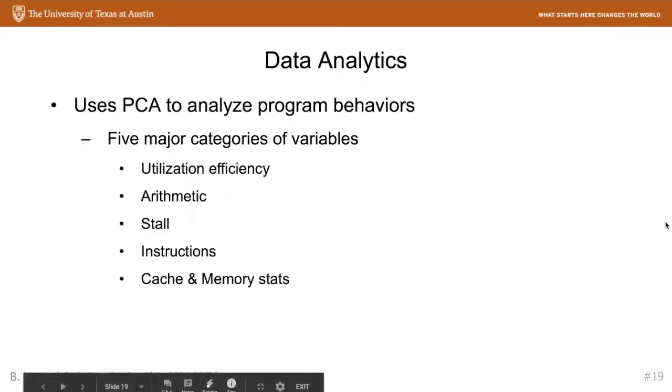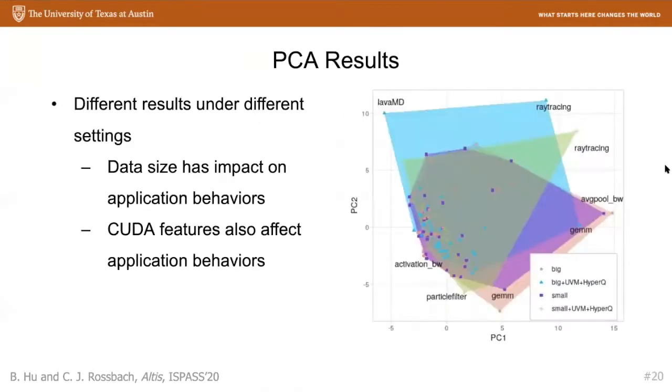So far, we've been focusing on benchmark behaviors on a per-application basis. To further capture the different behaviors across all applications, we used principal component analysis on all benchmarks. The metrics we used fell into 5 major categories in an attempt to capture as many aspects of application behaviors as possible. These categories include the utilization efficiency, the arithmetic unit-related metrics, the stall-related metrics, different types of instruction counts, along with memory and cache statistics. The metrics we used are listed in our paper.